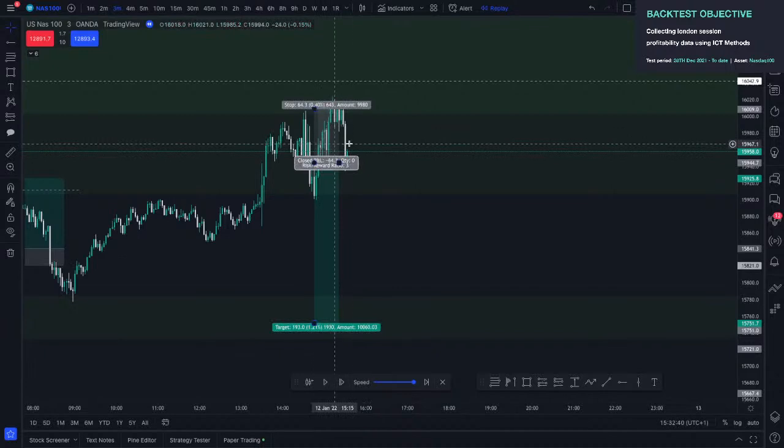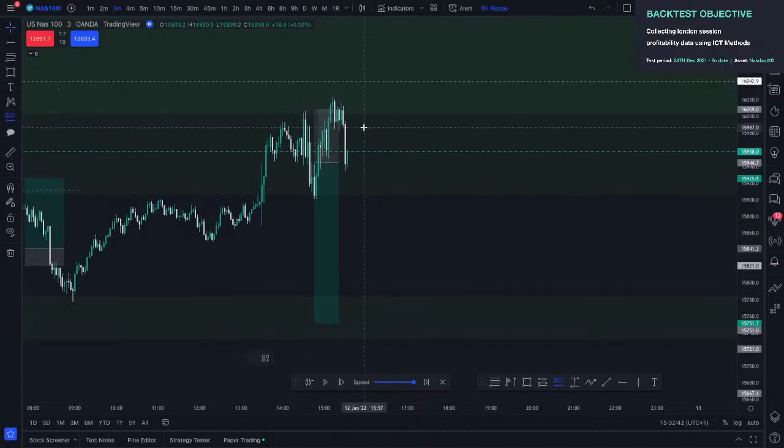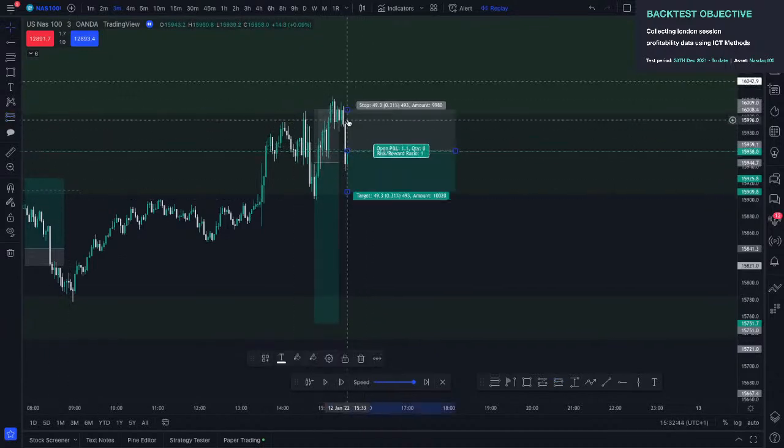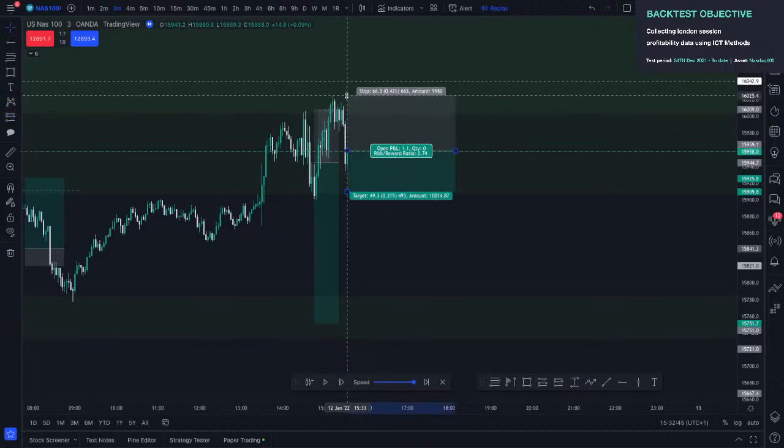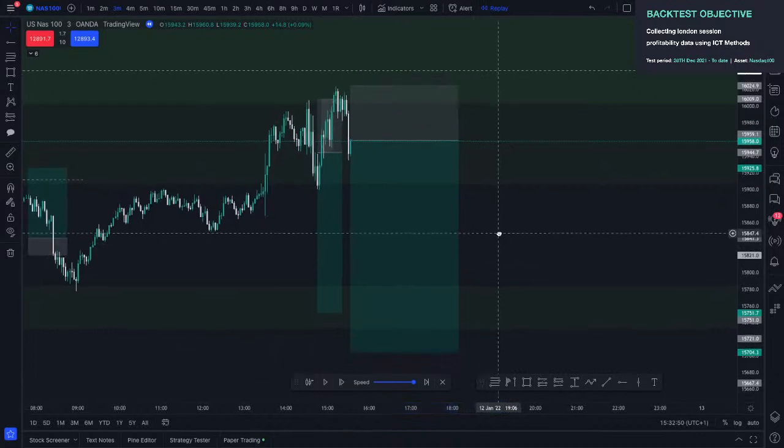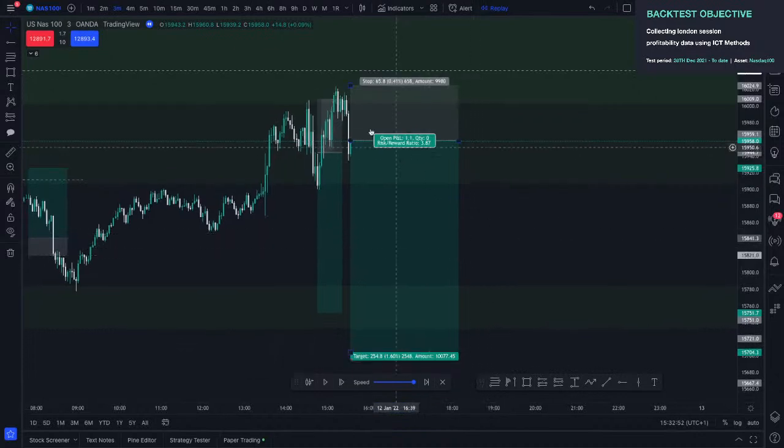I think this is it. In reality, I would have entered here again. Stop loss here, and I'm targeting the sell side once again. If I get stopped out, I will do the same thing again.